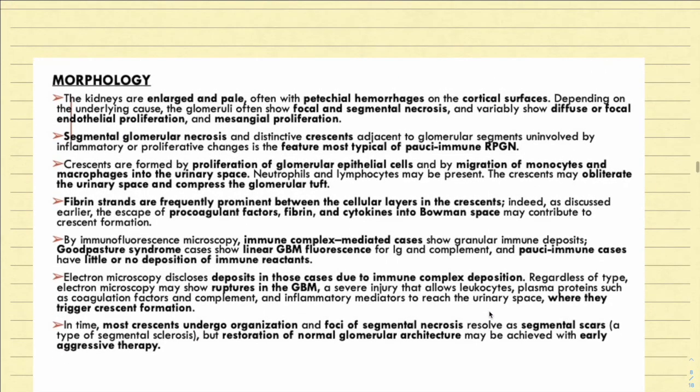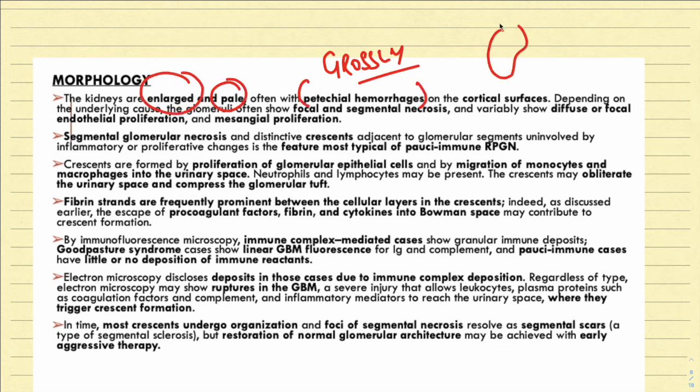Now coming to the morphology, if you look at the kidneys grossly from outside, they are enlarged and quite pale, often containing petechial hemorrhage on their surface. So petechial hemorrhage dots will be there. Depending on the underlying cause, the glomeruli often show focal and segmental necrosis, and they will show diffuse or local endothelial proliferation as well as mesangial proliferation.